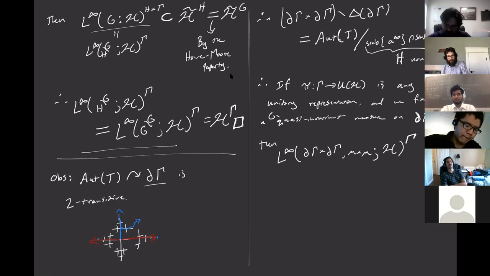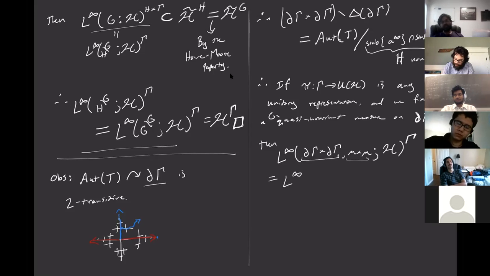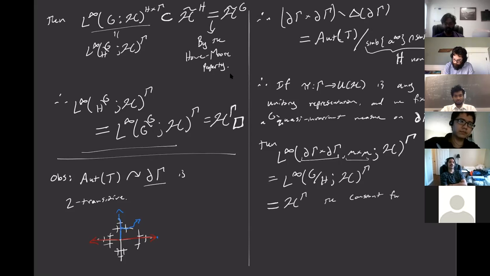Well, this is exactly the setting of the previous theorem, where this is a homogeneous space and the product measure is the Haar measure. And so we're looking at this. This is exactly L infinity of G mod H with the Haar measure, and we're looking at equivariant functions in H. And so by the previous theorem, this is exactly the constant functions. So this is exactly equal to H, gamma of the constant functions. So this is the conclusion so far, and this is the key property that helps us compute cohomology.